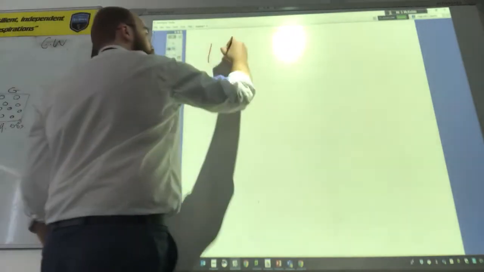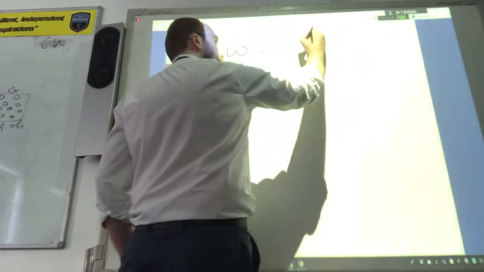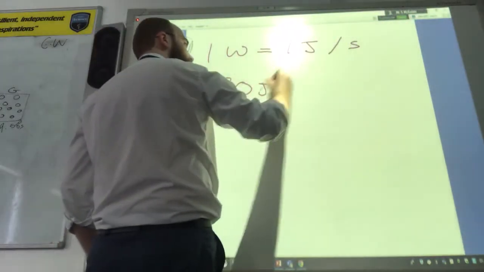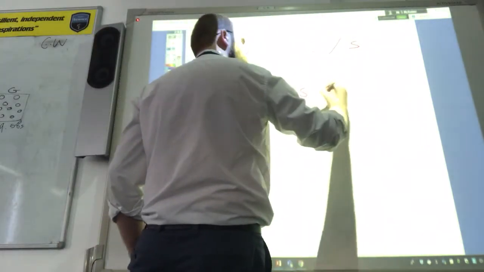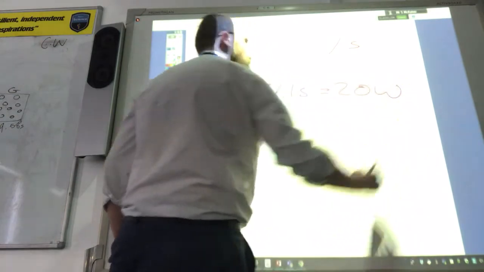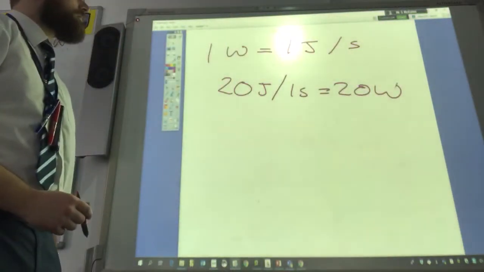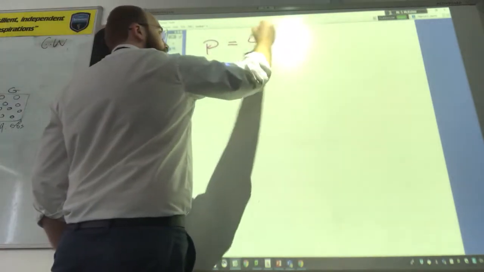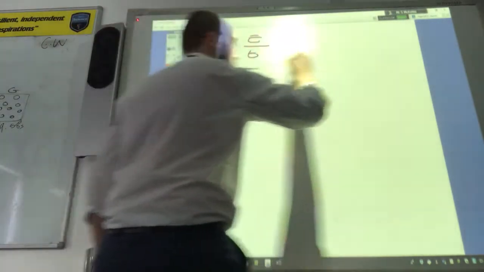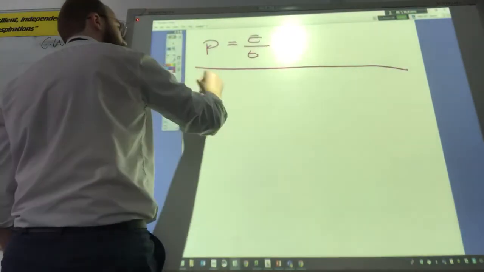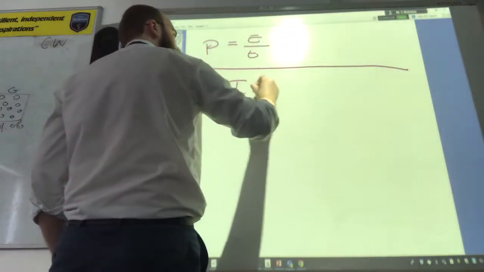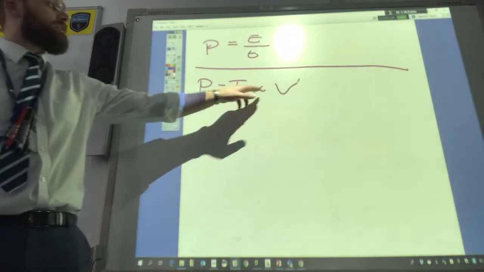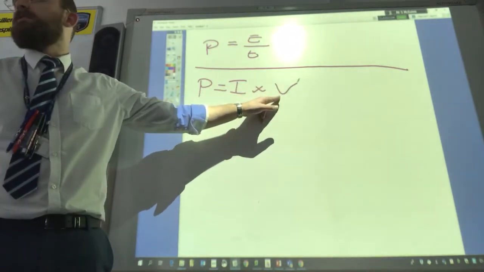1 watt is equal to 1 joule per second. Okay, so if I've got 20 joules of energy in 1 second, that's the same as saying 20 watts. Power is equal to energy divided by time, or if you're talking about electricity, power is equal to current multiplied by voltage. The rate of flow of electrons multiplied by the push that's given by the battery.